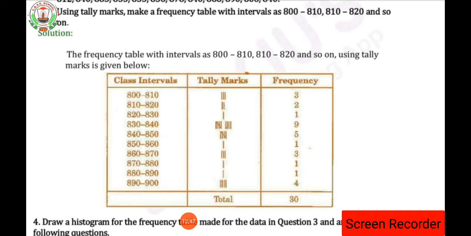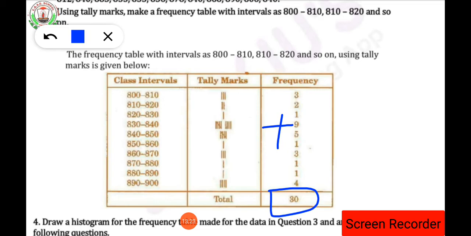Then from 840 to 850, how many datas will be there? 5. Then 850 to 860, how many data will be there? 1. 860 to 870, how many datas will be there? 3. 870 to 880, how many data? 1. Then 880 to 890, how many data? 1. Then 890 to 900, how many datas will be there? Adding all these datas, you will get the answer 30.